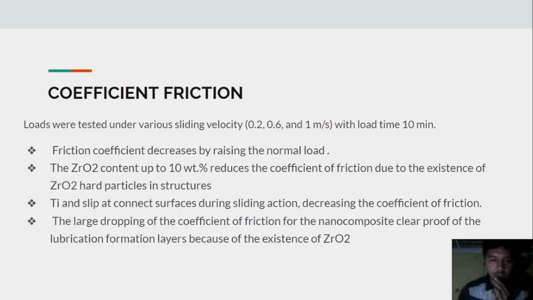The Ti surfaces slip and connect during the sliding action, and it will increase the coefficient of friction. The large drop of the coefficient of friction for the composite is real proof of the lubrication layer formation because of the existence of ZrO2. Thank you. Now I'm passing to my other friend, Nabilah.